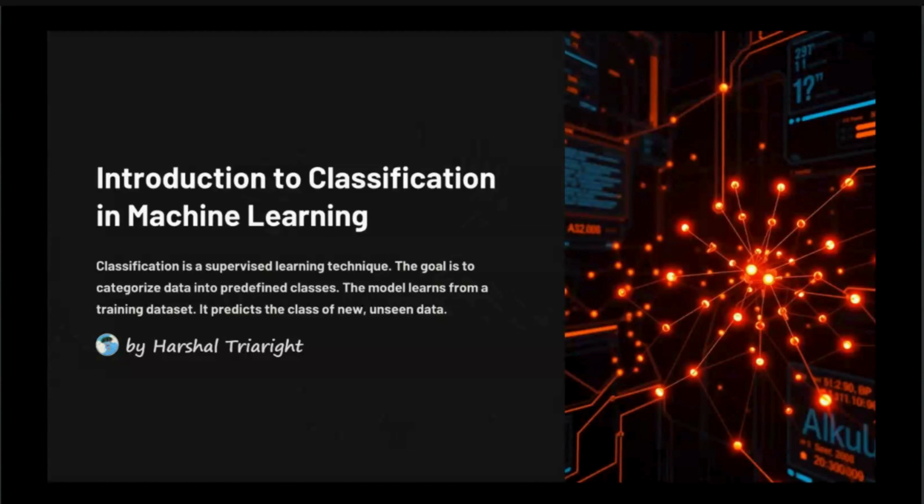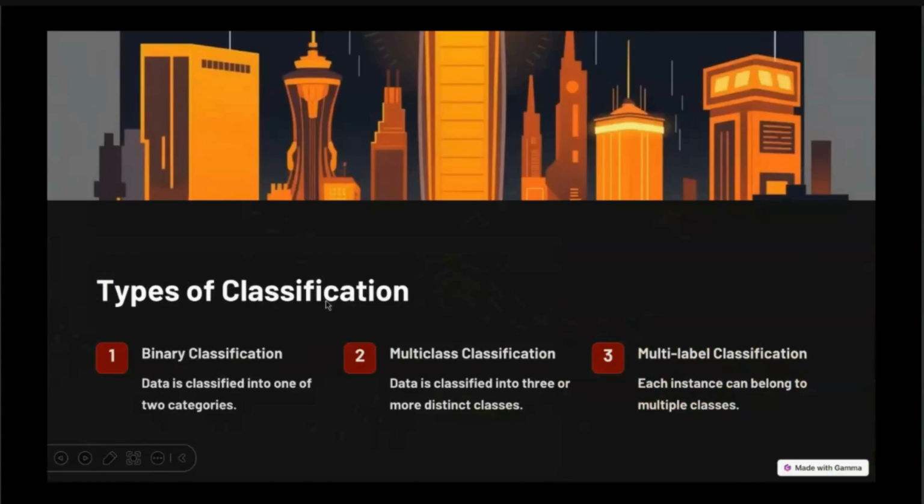There are three types of classification. The first one is binary classification. The second is multi-class classification. The third one is multi-label classification. Let's go with the first one, binary classification.